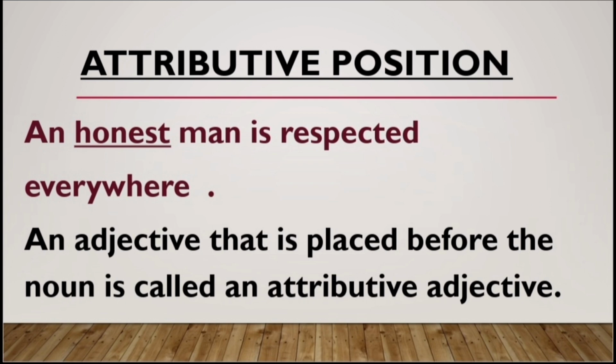An adjective that is placed just before the noun is known as an attributive adjective. So its location is that it's placed just before the noun. An adjective that is placed before the noun is of what position? It is of attributive position in a sentence.